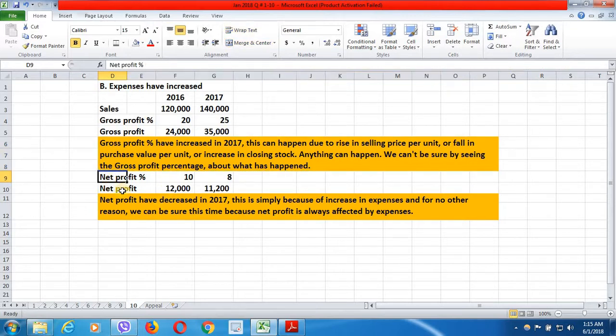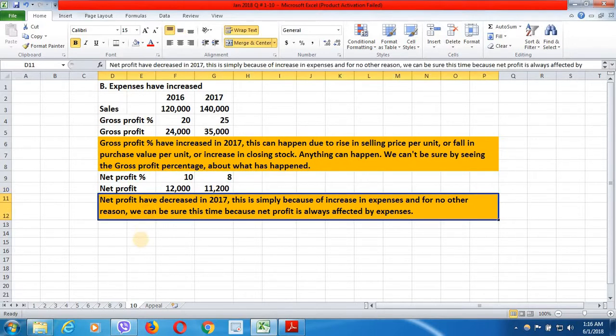Then the net profit percentage was given as 10 for 2016 and 8 for 2017. According to that, the net profit will be £12,000 for 2016 and £11,200 for 2017. By seeing this, we can say net profit has decreased in 2017. This is simply because of an increase in expenses and for no other reason. We can be sure this time because net profit is always affected by expenses. That's why the answer of this question is expenses have increased.